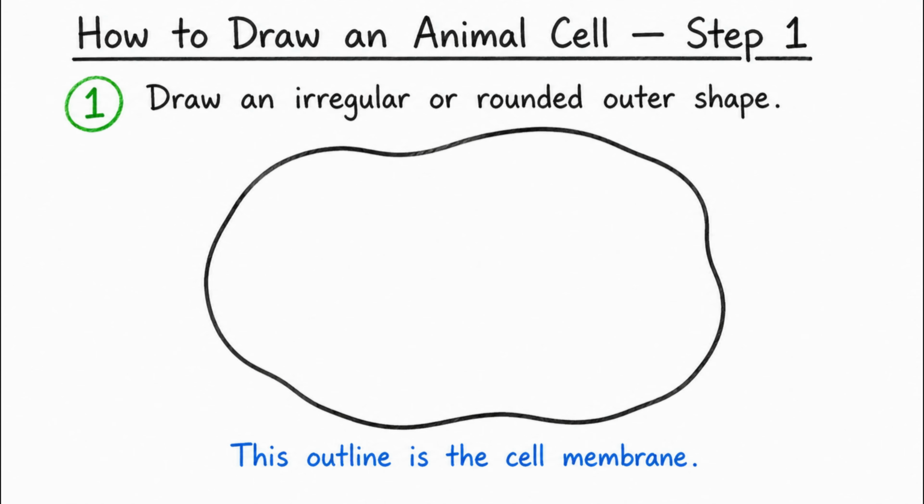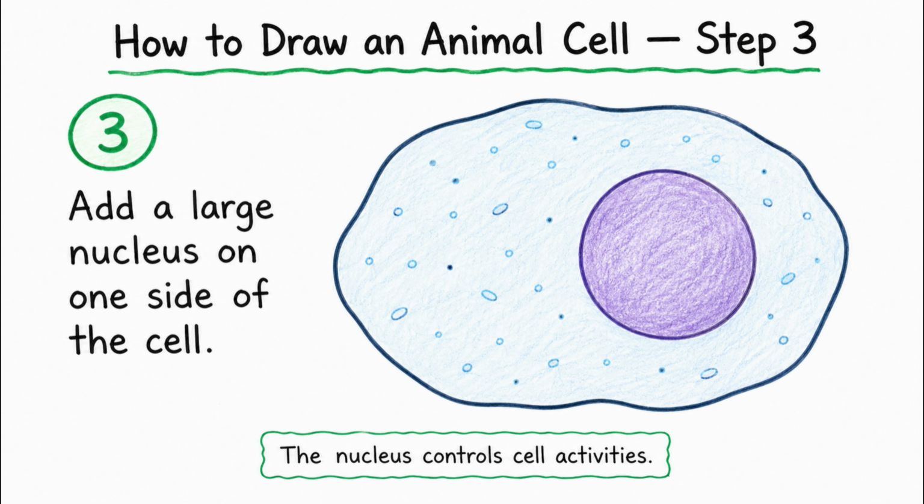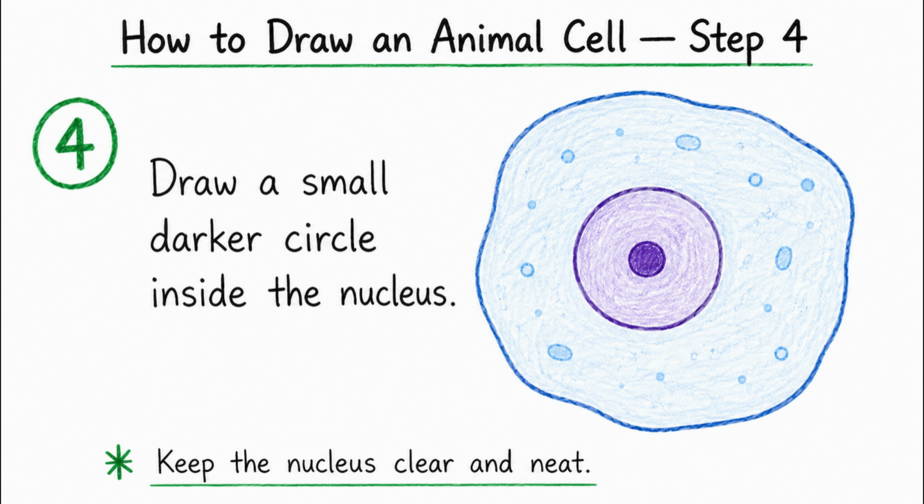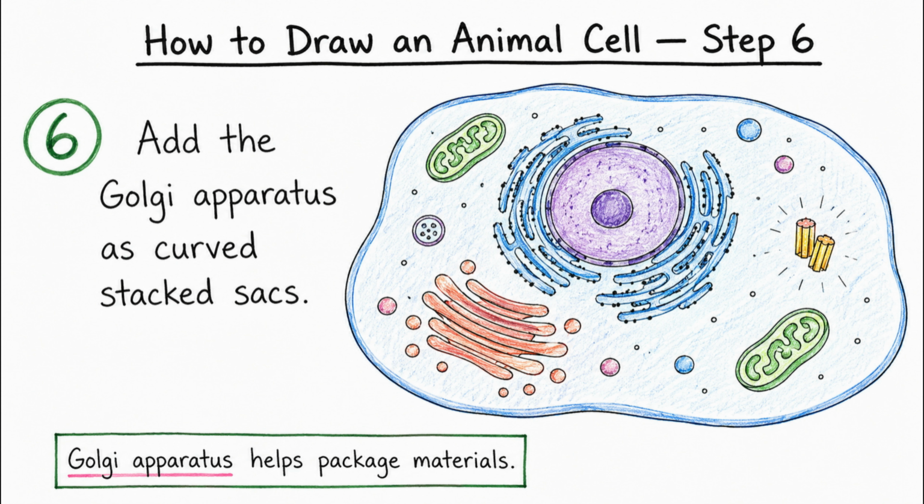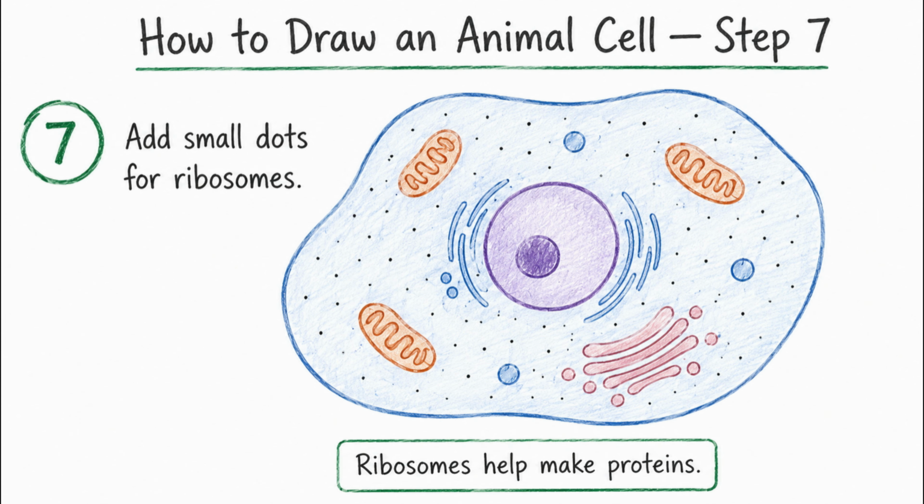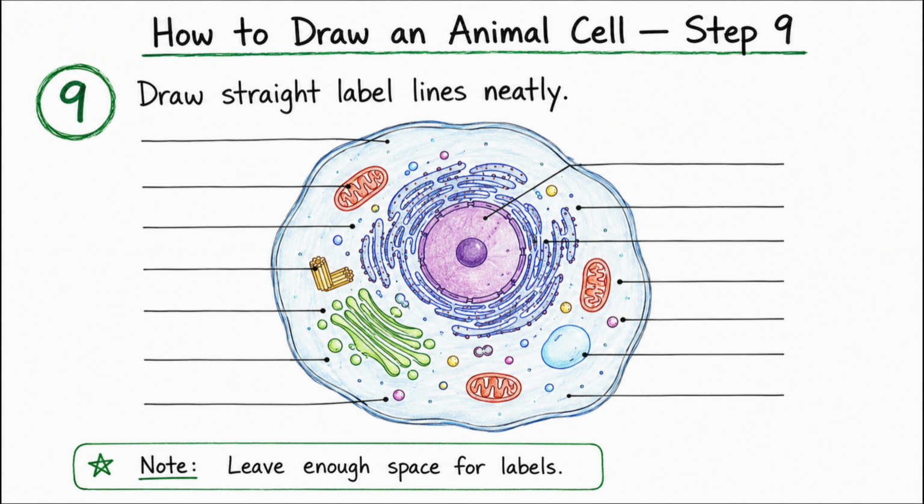2. Draw and label an animal cell. Labels to include: cell membrane, cytoplasm, nucleus, mitochondrion, ribosomes, Golgi apparatus, lysosome. Answer checklist. The diagram should show an irregular or rounded cell without a cell wall and without chloroplasts. It should include a nucleus and common organelles such as mitochondria, ribosomes, Golgi apparatus, and lysosomes.